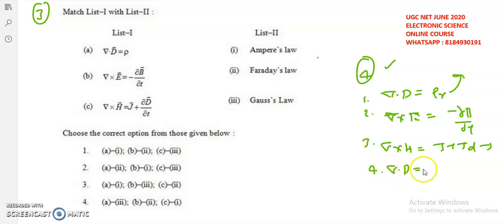The next one is del dot B is equal to 0. It is the non-existence of magnetic monopoles. So from all these concepts, the fourth option is the correct one. It is Gauss law, Faraday's law, and Ampere's circuital law.